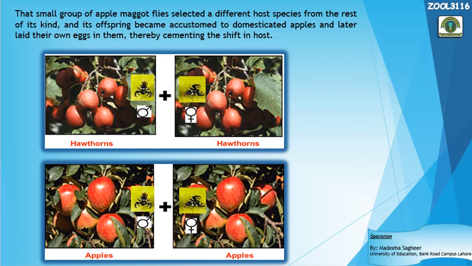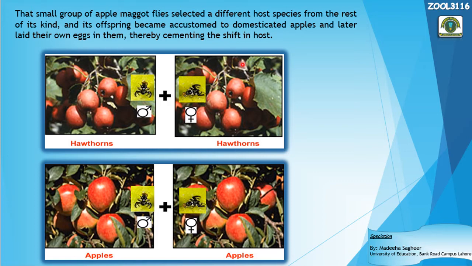Now here in this picture you can easily see what is happening. First, let's read this. Once a group of the apple maggot flies selected a different host species from the rest of its kind, its offspring became accustomed to domesticated apples and later laid their own eggs in them. Their offspring also laid their own eggs on the apple, and this process continued generation after generation, thereby cementing this shift in the host.